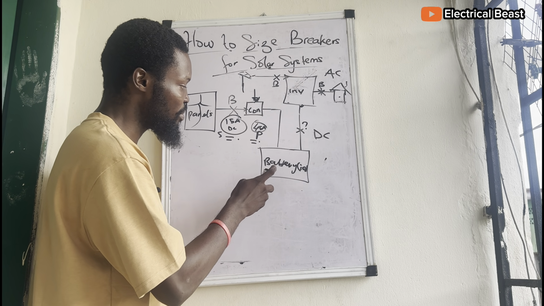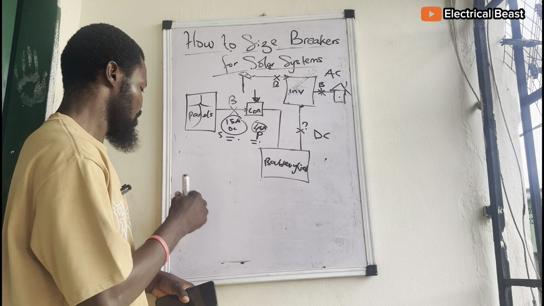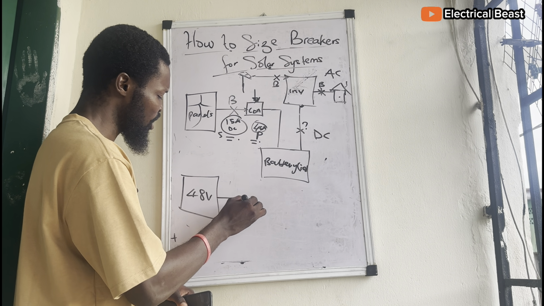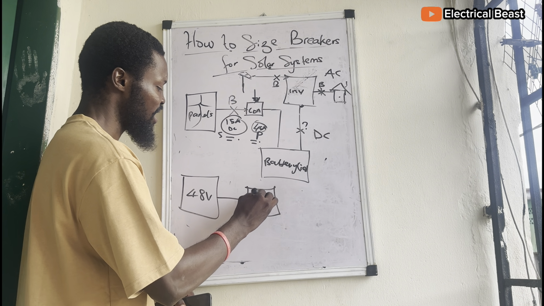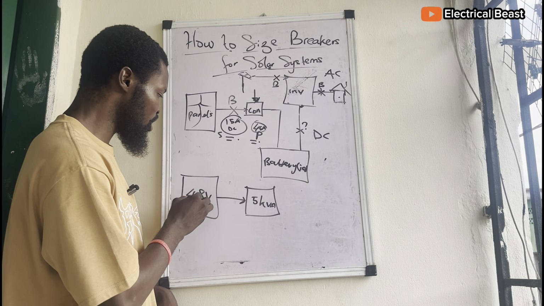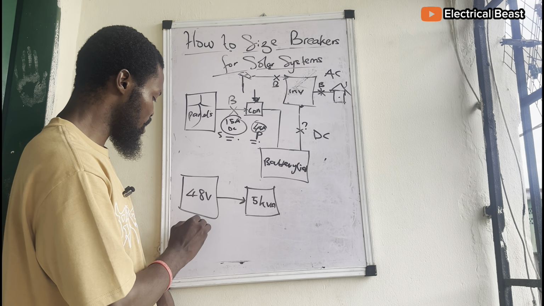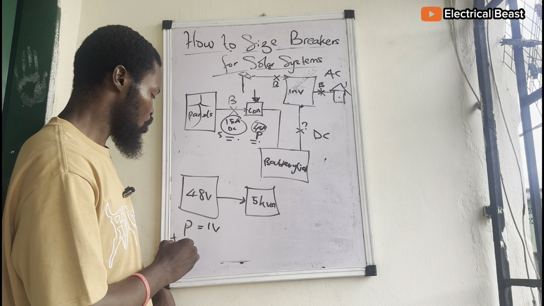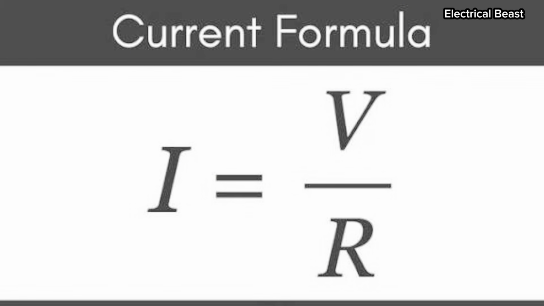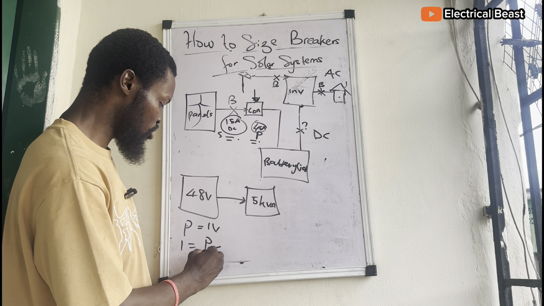Okay, so we have the batteries, then we have the inverter. For instance, we have a 48-volt battery connected to a 5 kVA inverter. Now, this is voltage and this is what? Power. P is equal to IV. So to get the current rating, you are going to do what? Divide the power by the voltage.